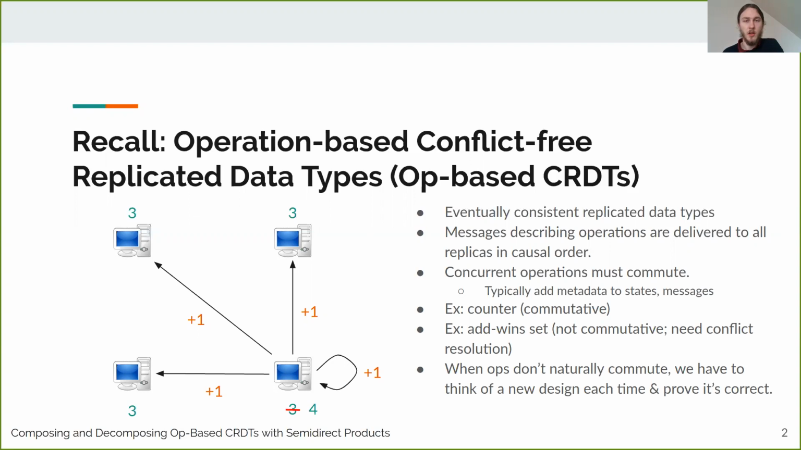And this is true in general. If you want to design a CRDT for a new data type, you have to figure out what to do when there are commuting or non-commuting concurrent operations, and you have to prove that your new design is correct. This makes it hard to design CRDTs for new data types.